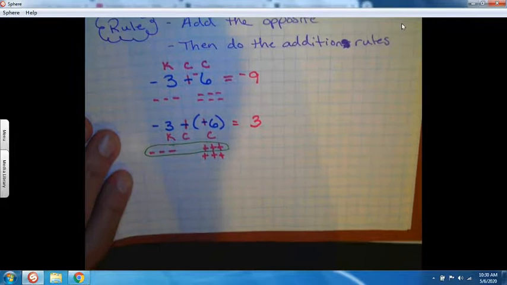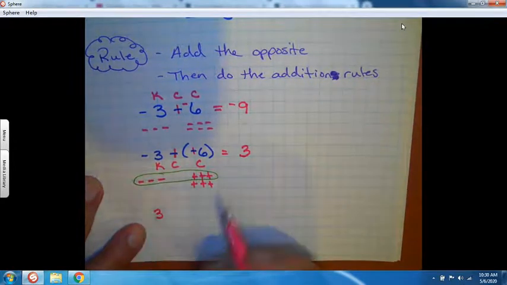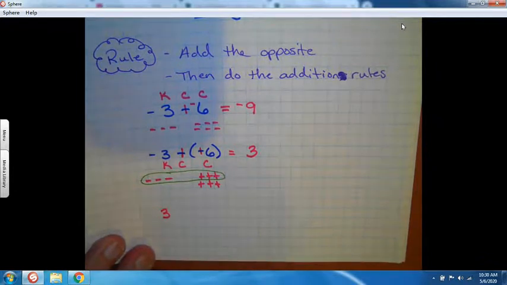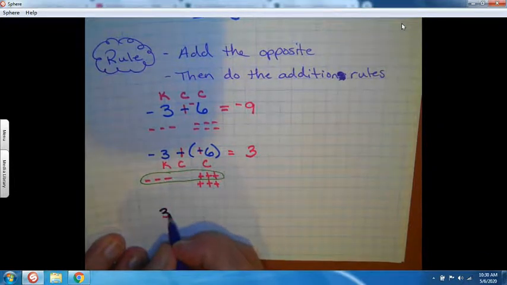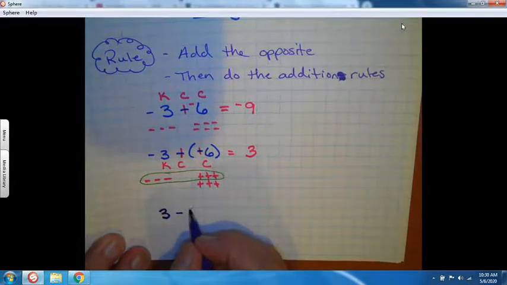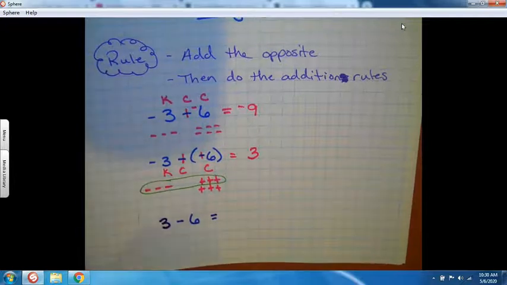Same numbers, so this time I'm going to have this one be a positive 3. Oh, look, I didn't put my magic wand down. Put your magic wand down, because your magic wand needs to stay the same color. So positive 3 minus 6. All right, get your magic wand.